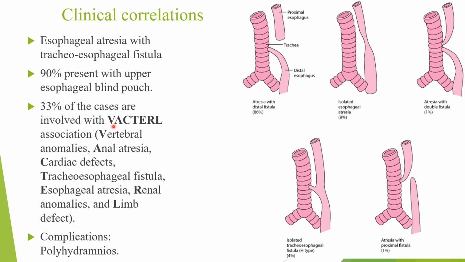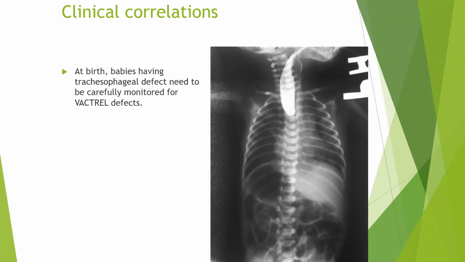33% of the cases are involved with the VACTERL association. VACTERL is the term which is used for vertebral anomalies, anal atresias, cardiac defects, tracheoesophageal fistula defects, esophageal atresia, renal anomalies, and limb defects. The complication of these types of anomalies is polyhydramnios. As we all know, all of the amniotic fluid is swallowed by the fetus, and when there is a blind ending pouch, or there is atresia, or there are fistulas, the amniotic fluid will not be ingested by the GIT, and it will accumulate in the amniotic cavity and will lead to polyhydramnios.